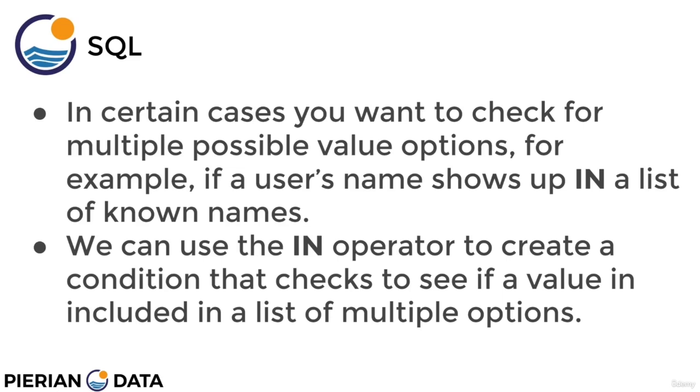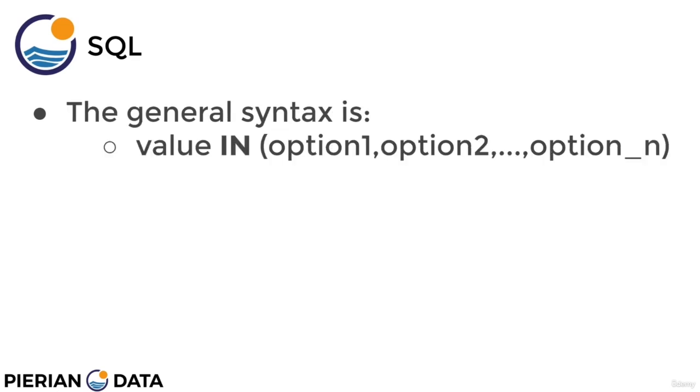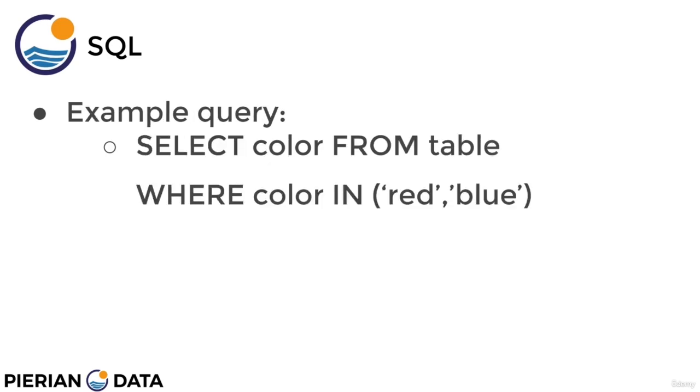So you can check something like, where name IN Zach, David, and Claire. So the general syntax would be something like this, value IN, and then a bunch of options. So for example, an example query could be select the color column from table where color IN red, blue. So note here that the options are in this little list in parentheses, and then we use the IN operator to basically specify that we're checking for the color condition that happens to be either red or blue. So these are a bunch of OR statements. So anything red and anything blue will be returned to us.